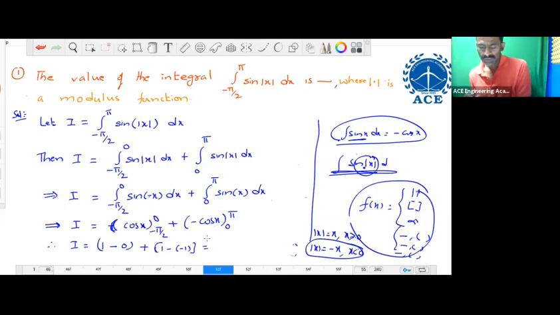Cos pi is minus 1. Minus minus plus 2 plus 1, 3.